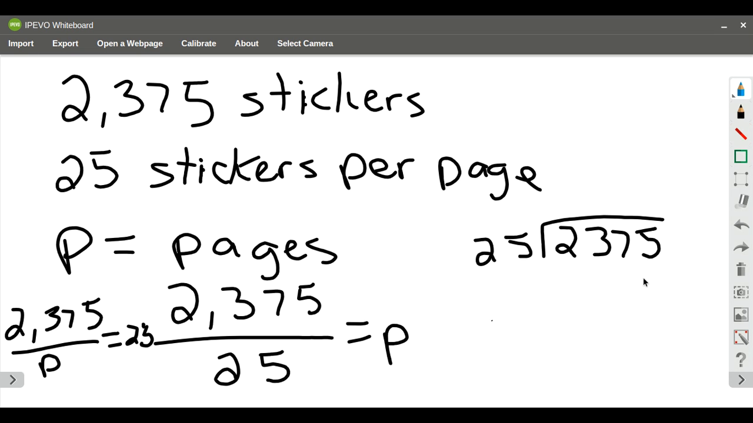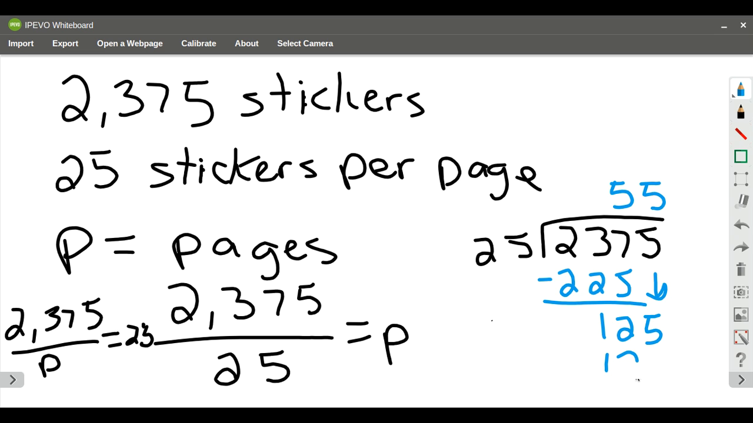So 25 is going to go into 237 5 times. And that's going to be 225. When I subtract, I have 12 left over. I'm going to bring down the 5. 25 is going to go into 125 5 times. 5 times 25 is 125. I'm going to subtract. I have 0 left over. So my answer for this problem is P is going to equal 55 pages. She can fill 55 pages with stickers.